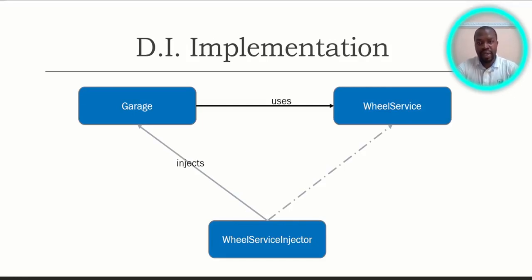In our implementation, we are going to use this case. Our service will be the wheel service. Our consumer will be the garage. Then we will have a wheel service injector which will be in charge of the creation of the wheel service and injecting it into the garage. So guys, let's go and see how this is implemented in our IDE.